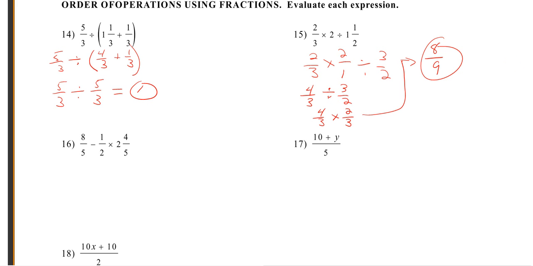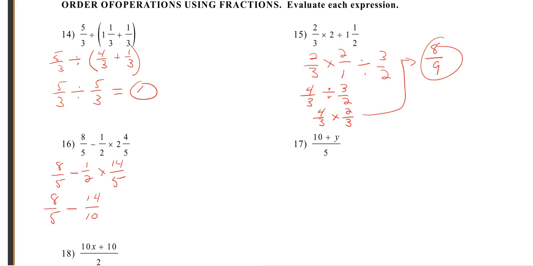Next problem. We have a subtraction and a multiplication. We will do the multiplication first, but let's first make sure everything is an improper fraction, that there's no mixed numbers. So that would be times 14, 5 times 2 is 10, 14 over 5. So we're going to do this multiplication step first. So 1 times 14 is 14. 2 times 5 is 10.